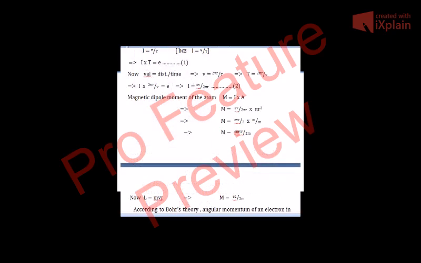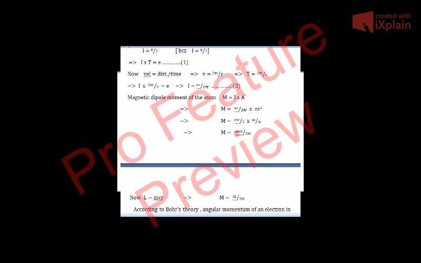So this implies I is equal to E by T, or I into T is equal to E. Now we know that velocity is equal to distance by time. This implies V will be equal to 2 pi r by capital T, because the distance traveled by the electron in a circular orbit is equal to the circumference of the circular orbit, that's 2 pi r. So V is equal to actually S by T, but S here is the circumference of the circular orbit, that is 2 pi r. So V will be equal to 2 pi r by T, or T will be equal to 2 pi r by V.